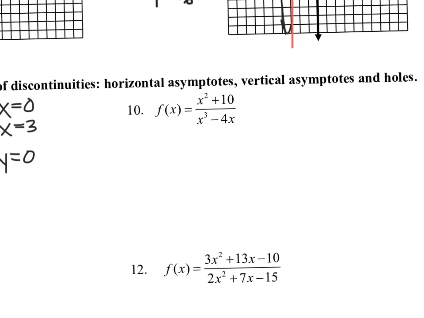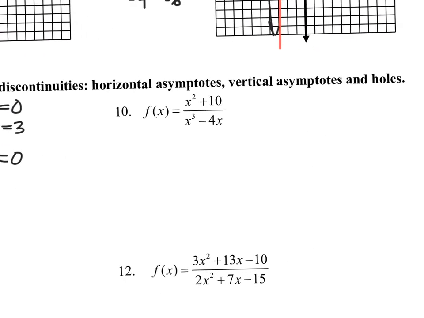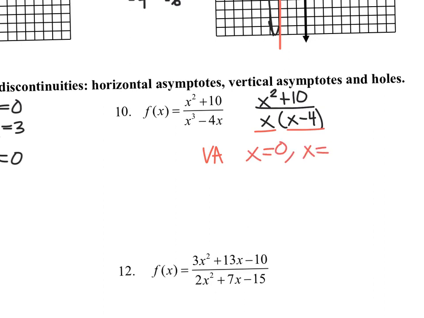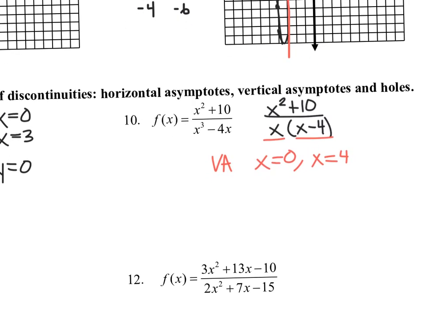So number 10, looks like this one's not factored out, so I actually want to factor it. I have x squared plus 10, which does not factor, but then I can factor an x out of the denominator. So there's no hole because there's not a common factor. The vertical asymptotes are going to be x equals 0 and x equals 4. And then if I look at the degrees to figure out the horizontal asymptote, the degree of the numerator is greater than the bottom, so there's no horizontal asymptote.